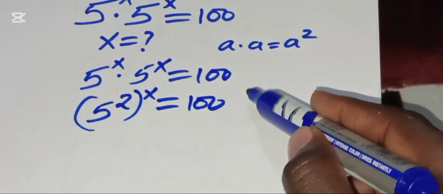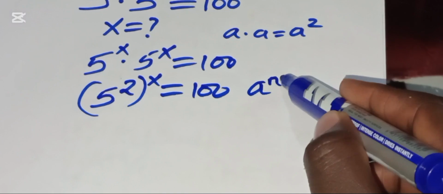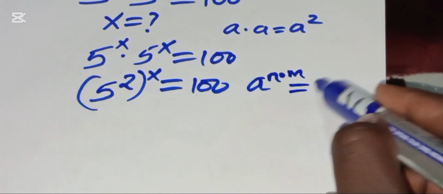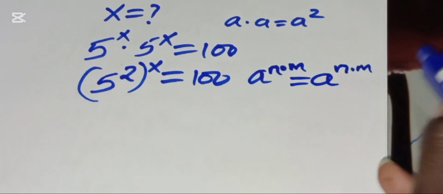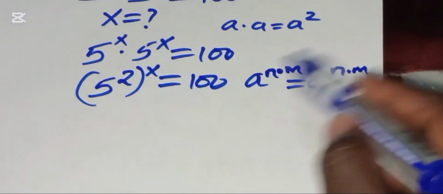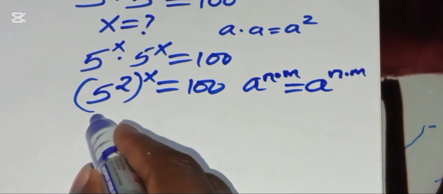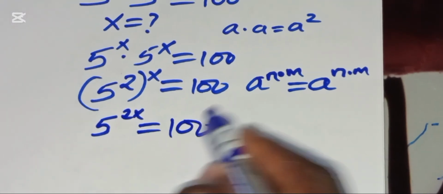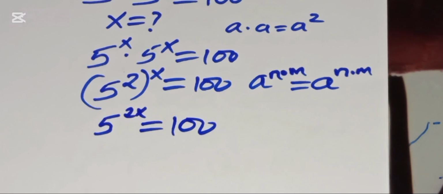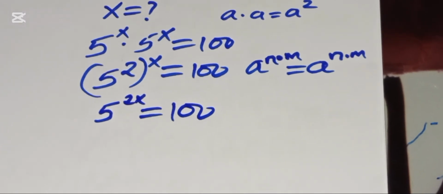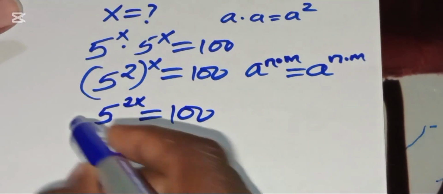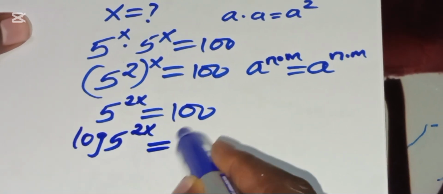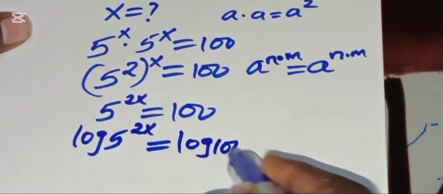Now we are following the indices property, a raised to power n, raised to power m, is the same thing as a raised to power n multiplied by m. So let's apply this property so that we have 5 raised to power 2x equal to 100. Now to solve for the value of x, we introduce the natural logarithm. We're going to have log 5 raised to power 2x equal to log 100.